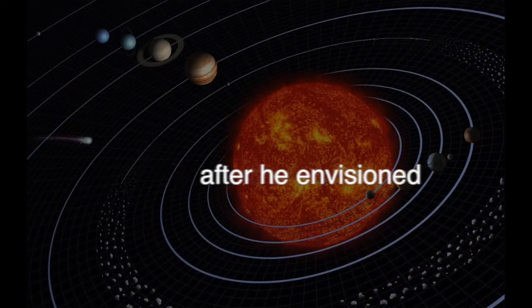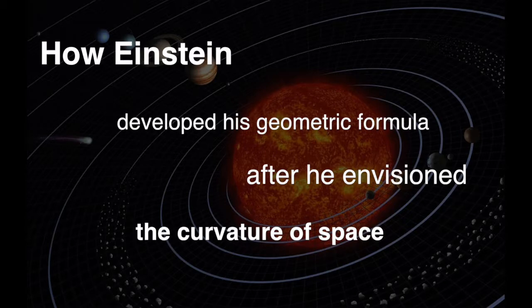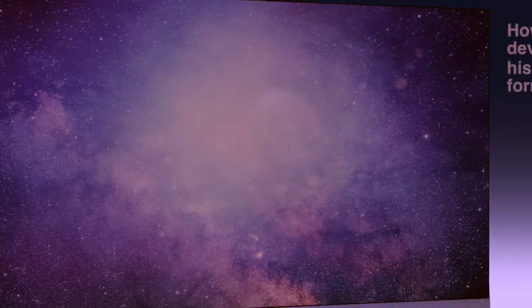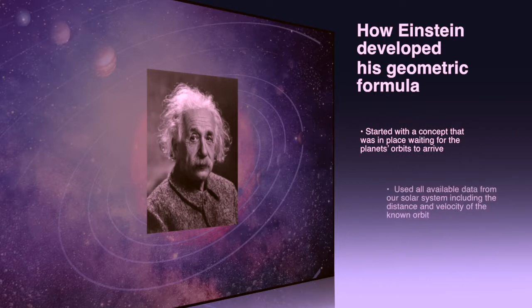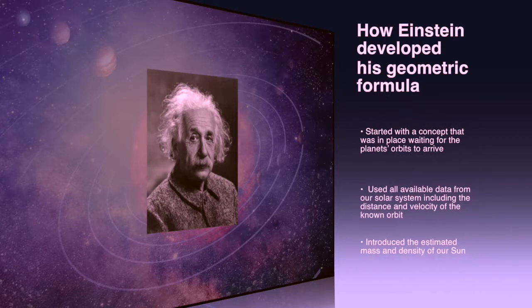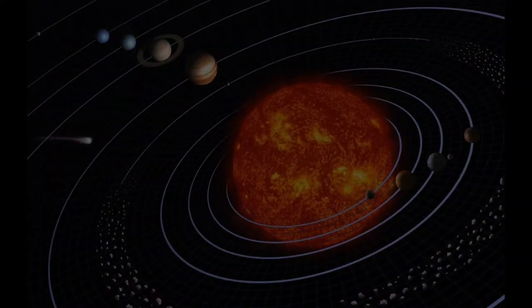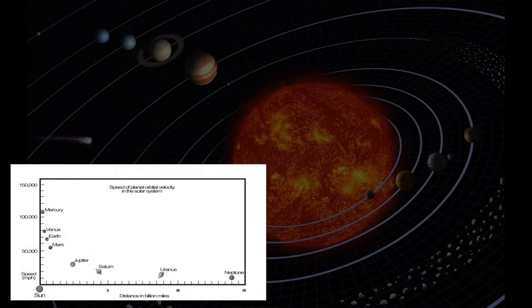The following description is how Einstein developed his geometric formula after he envisioned the curvature of space. He started with a concept that was in place waiting for the planet's orbits to arrive. This left no time delay problems concerning the outer planets. He used all available data from our solar system, including the distance and velocity of the known orbits. Then he introduced the estimated mass and density of our sun. Using a graph, he plotted the velocity and distances of the planet's orbits around the sun.